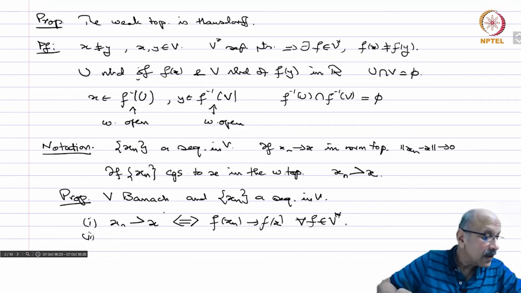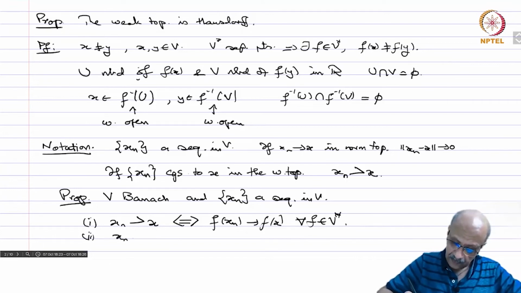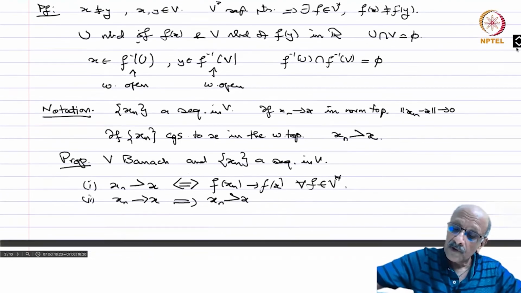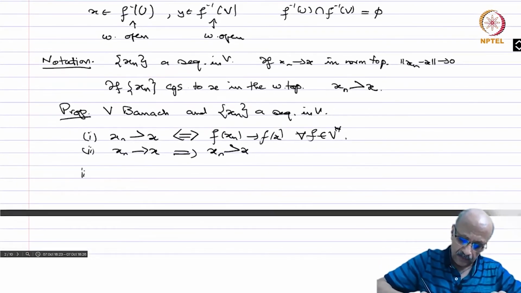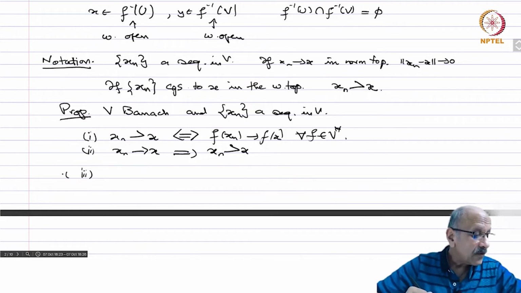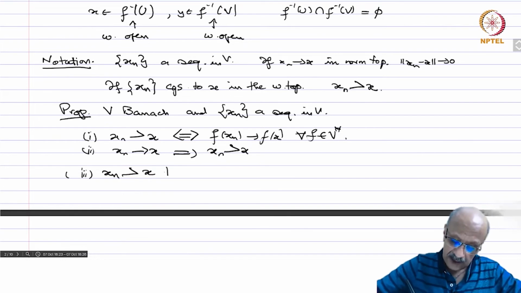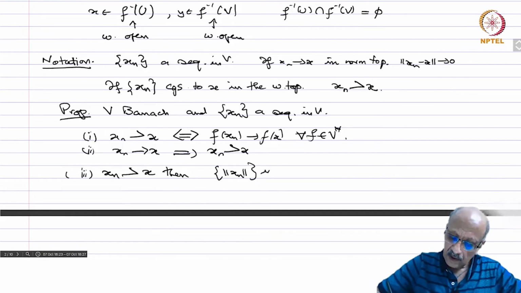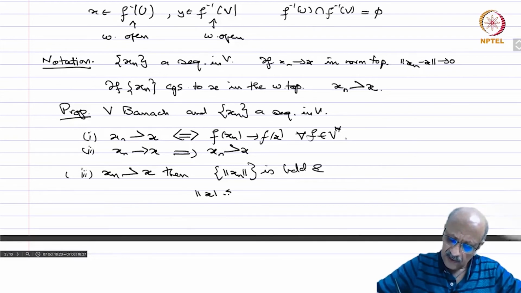2. x_n converges to x in norm implies it converges weakly as well. So norm topology is stronger. 3. If x_n converges to x weakly, then ||x_n|| is bounded and ||x|| is less than or equal to lim inf as n tends to infinity of ||x_n||.